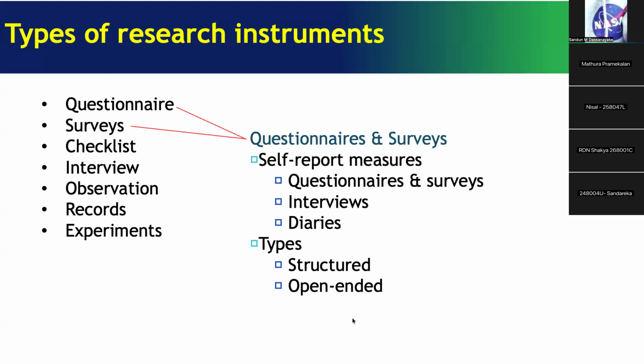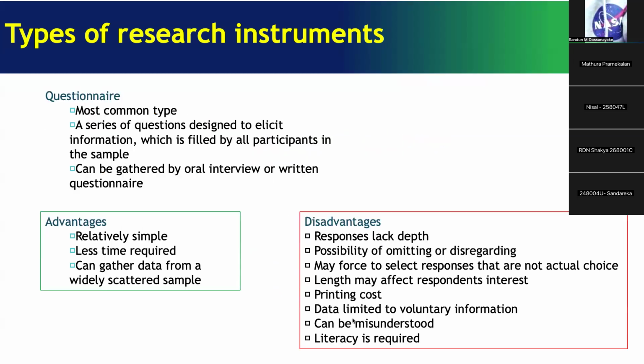The structured ones are where you have a specific question and the person who is being questioned gives you an answer. So that's structured. In open-ended, you have a question, but the person who is responding has the liberty to give a lengthy answer. That's an open-ended question. The most common type is the questionnaire, a series of questions designed to elicit information, which is filled by all participants in the sample. It has to be filled by all.